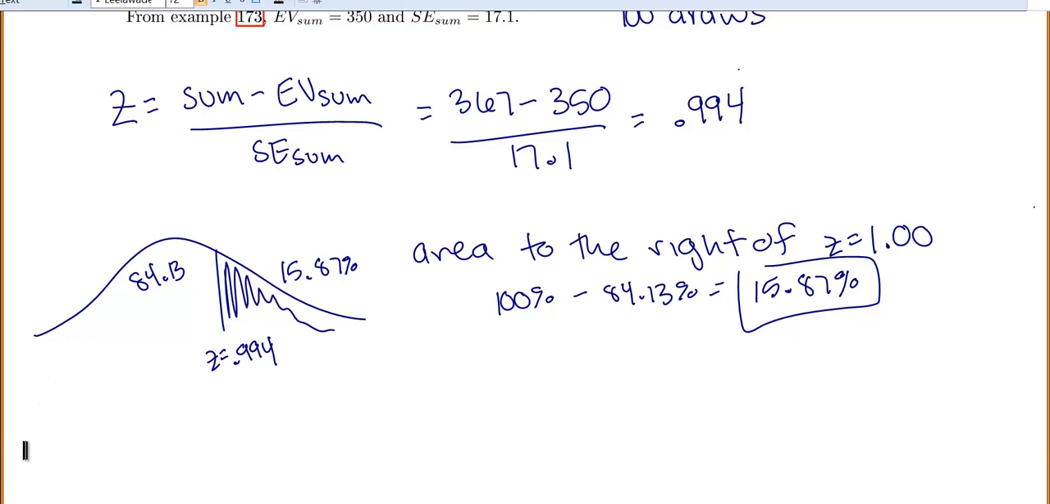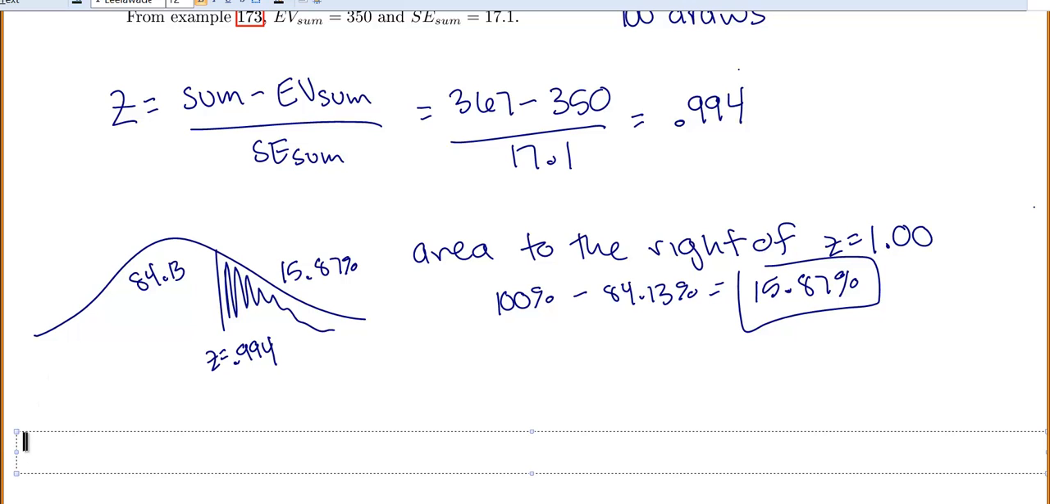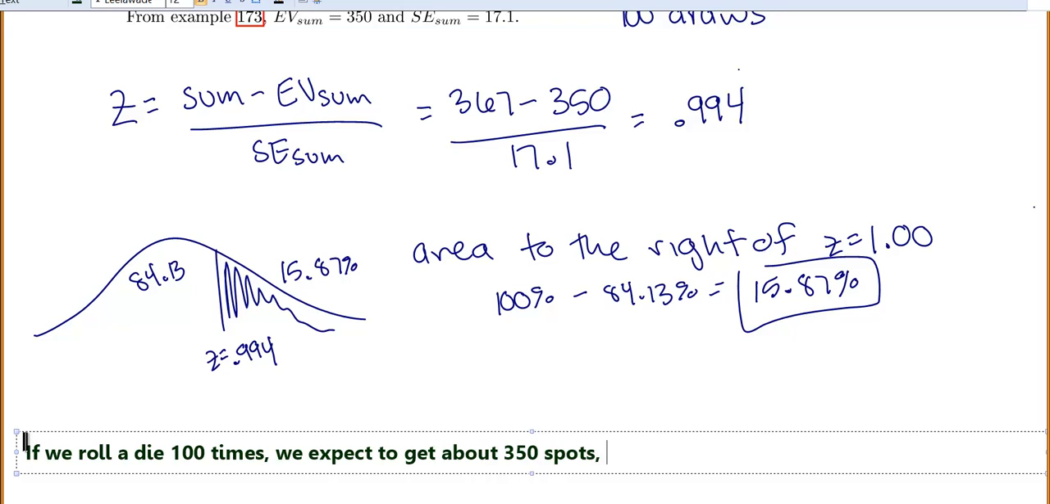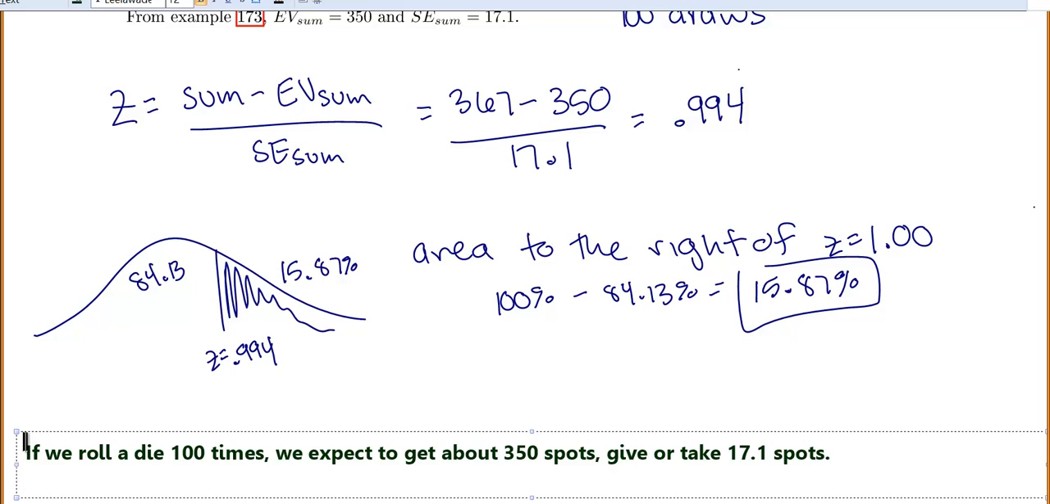What does this actually mean? So, if we roll a die 100 times, we expect to get the sum, or 350, to get about 350 spots, give or take 17.1 spots. So that's kind of what we already knew from the previous video.